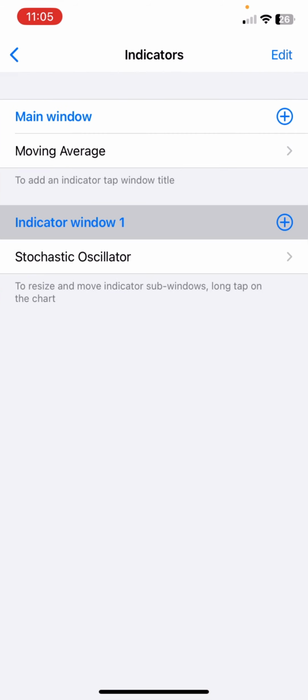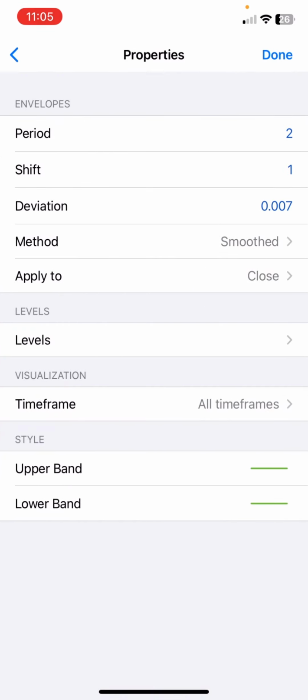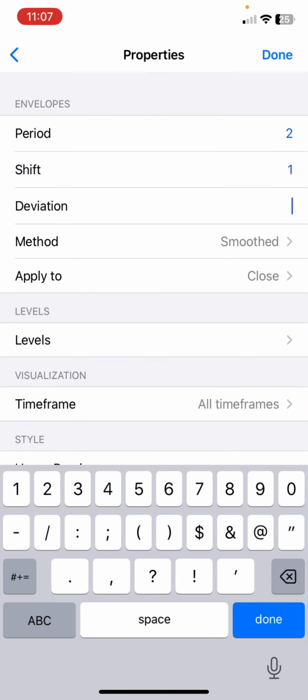Click on the indicator window plus, you search for our envelope right here, which you can see. We click on this, and for the properties of the envelope, the period is going to be 2, shift is 1, and the deviation is going to be 6.5. Sorry, the deviation is going to be 6.5, and method is smoothed, apply to close.